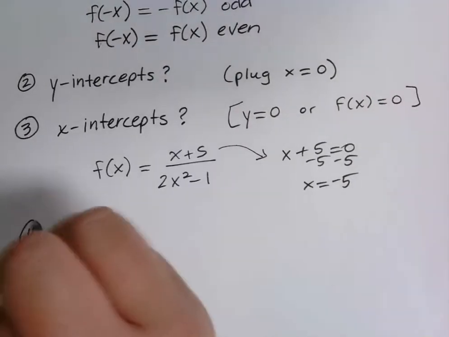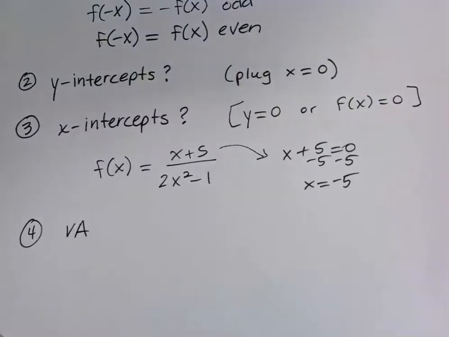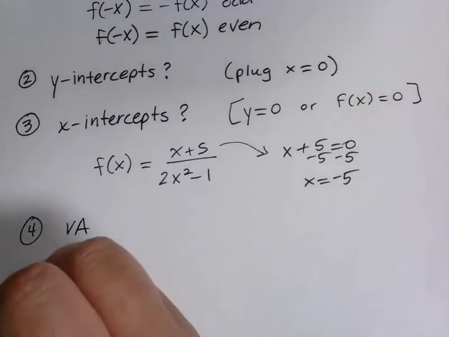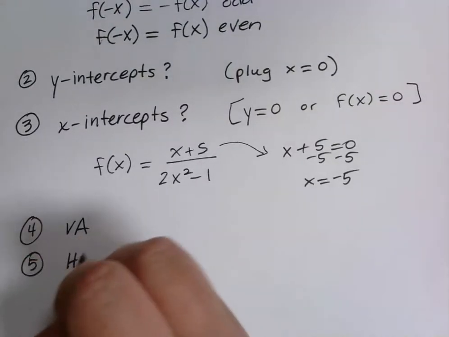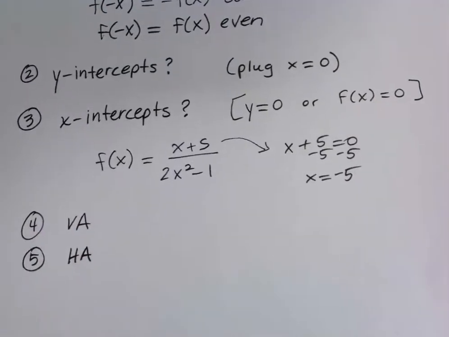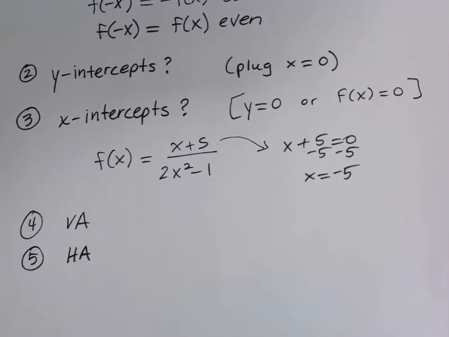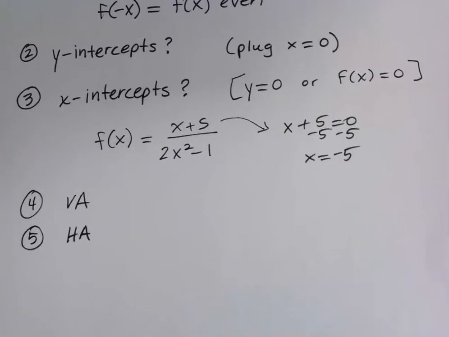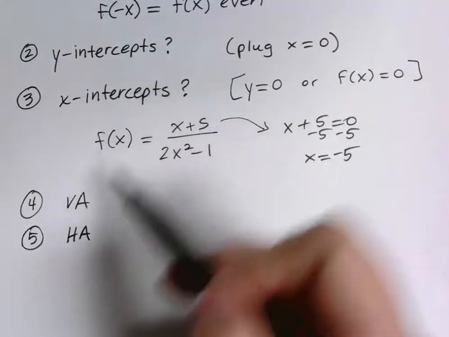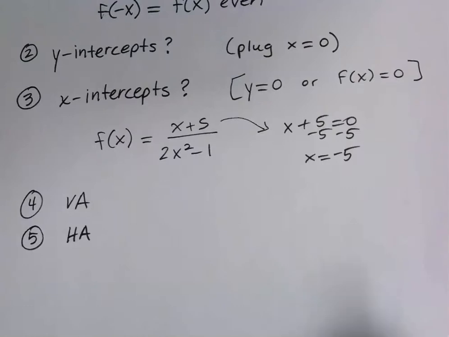Next up, we already talked about how to find the vertical asymptotes. So that's the next thing. That's step 4. Step 5 is find your horizontal asymptotes. And when you find these, you want to sketch them on your paper. Go ahead and give yourself a little sketch of where these points are and where these lines are.